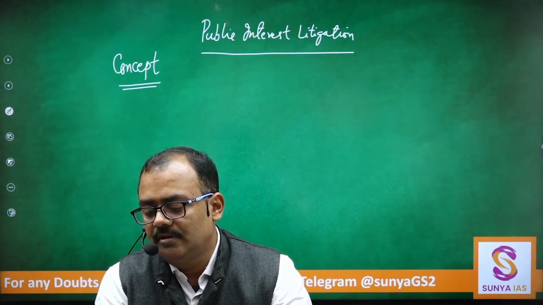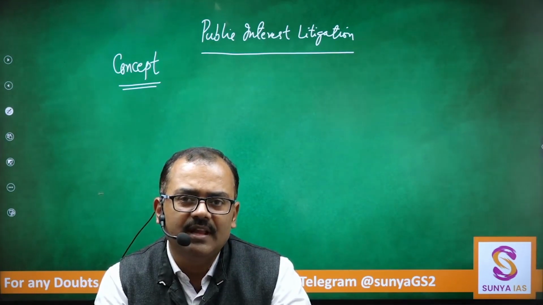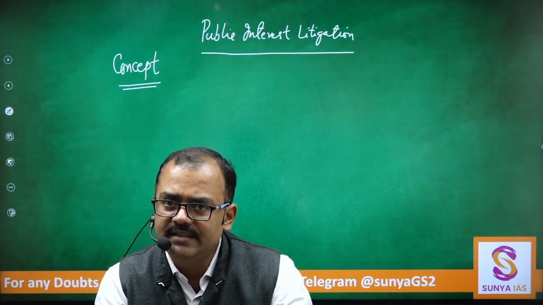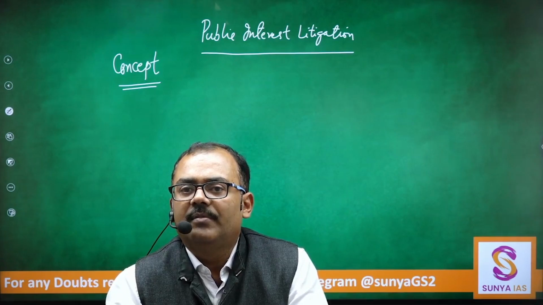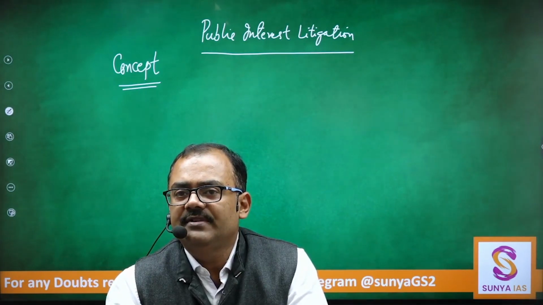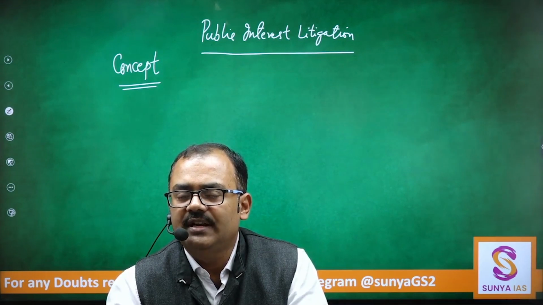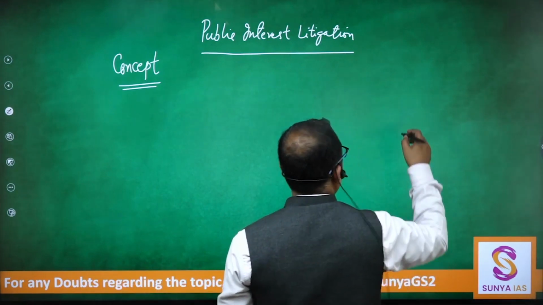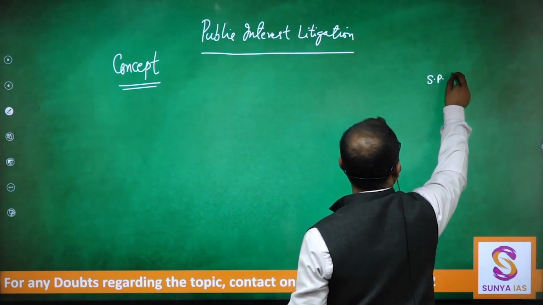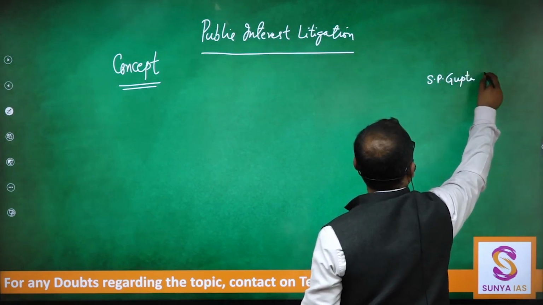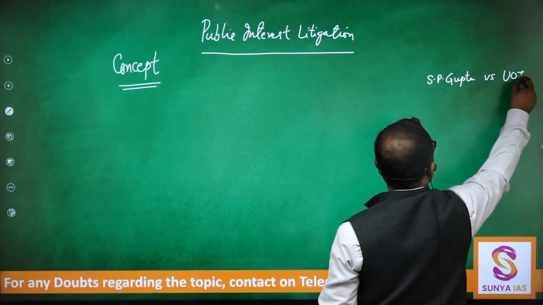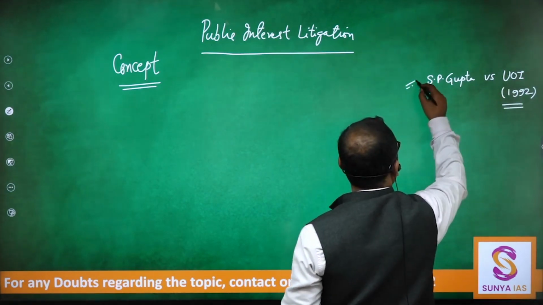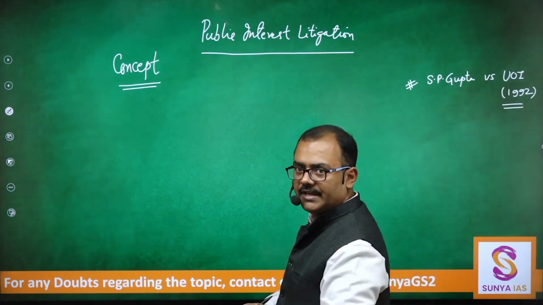There were so many cases, like we have Ratlam Municipality case 1977, and some cases in 1979 also. But the true rise of PIL we can see with the SP Gupta versus Union of India case of 1982. Rise of PIL, SP Gupta versus Union of India. Here the verdict was given, PIL was referred here.